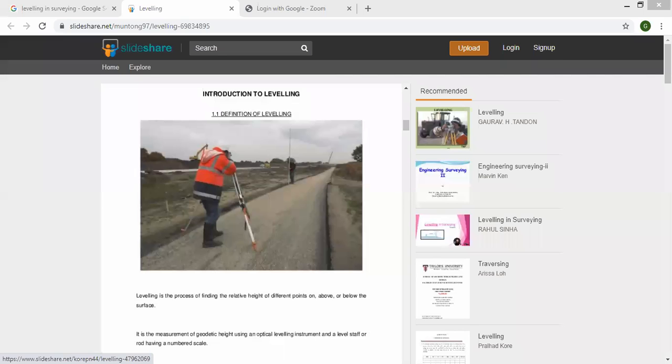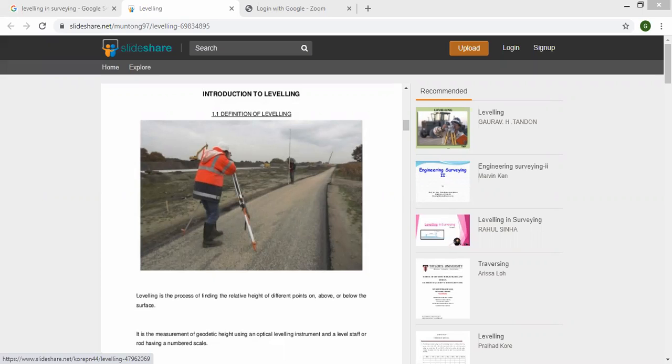Leveling is the process of finding the relative height of different points on, above, or below the surface. You all must have seen some leveling or surveying during the construction of roads or bridges, right? The image which I am showing here.